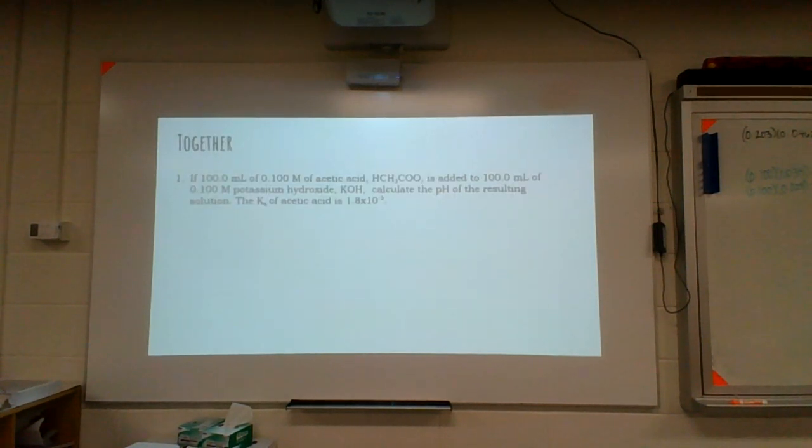So let's do the ICE table. So in our example, I have 100 milliliters of 0.1 molar acetic acid, and it's added to 100 milliliters of 0.1 molar potassium hydroxide. I'm going to calculate the pH of the resulting solution, and my Ka value is given.